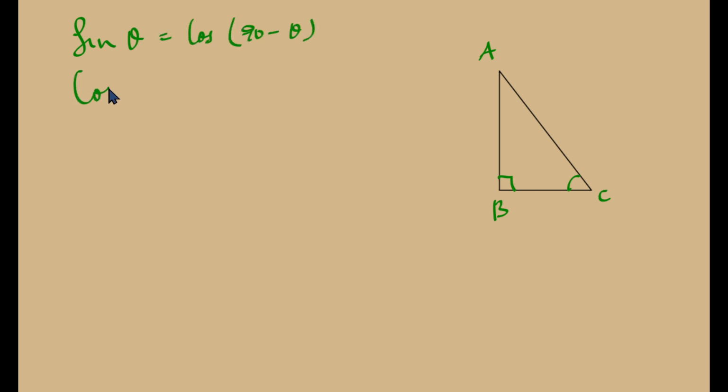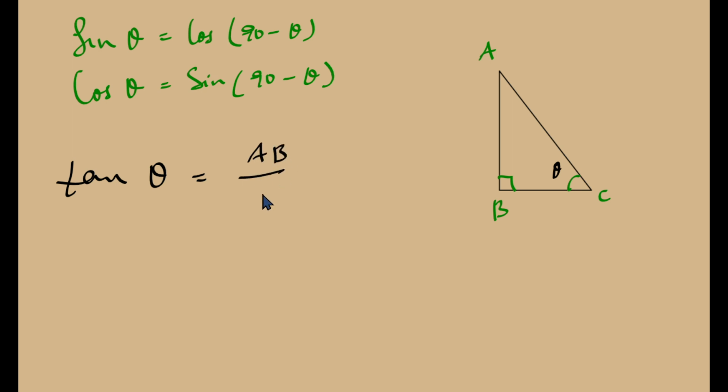Let me draw a fresh triangle, and let's call this also ABC. It's right angled here, and angle C is theta. So we've already seen that sine theta is equal to cos of 90 minus theta, and cos theta is equal to sine of 90 minus theta. Now we can derive the same thing for tan theta and the cosecant theta. So let's do tan theta first. Tan theta, as we know, is opposite by adjacent, so tan theta is equal to AB by BC, isn't it? Yeah, tan theta is AB by BC.